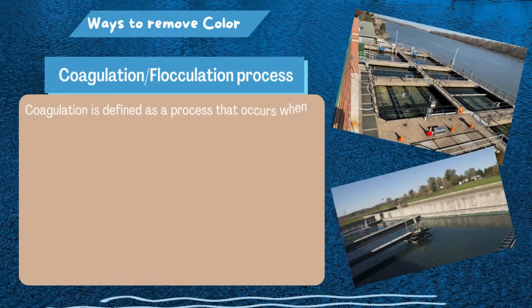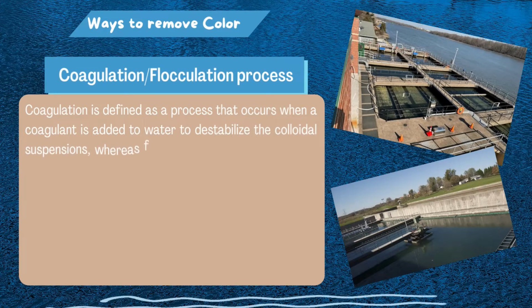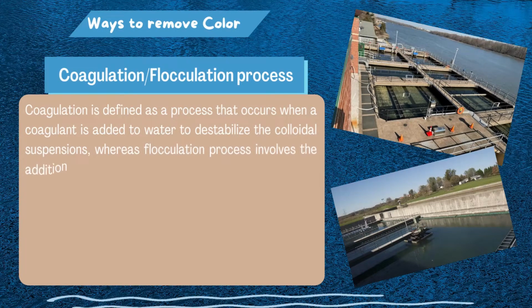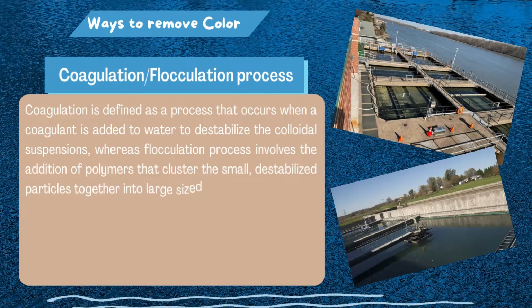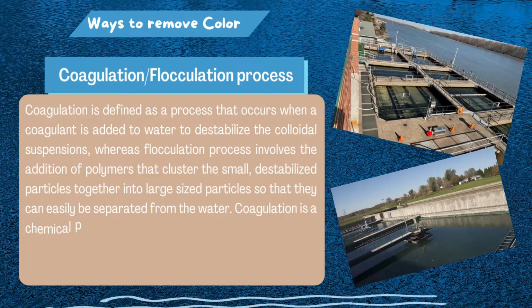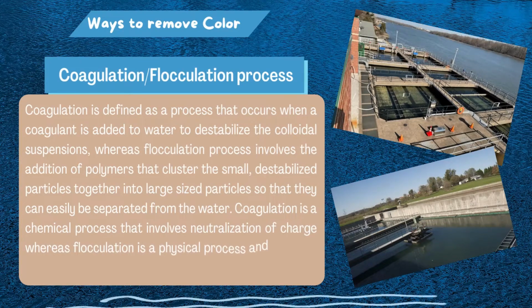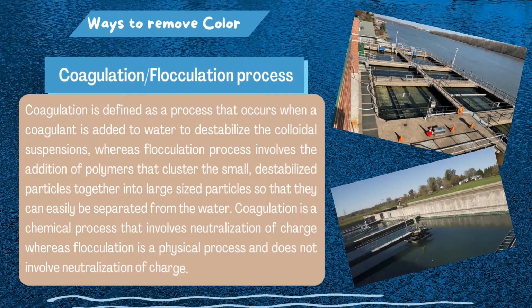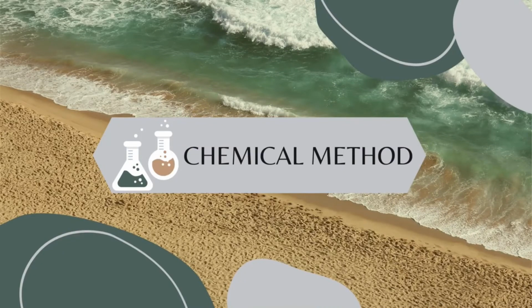I would like to explain about the coagulation and flocculation process. Coagulation is defined as a process that occurs when a coagulant is added to water to destabilize the colloidal suspensions. Whereas the flocculation process involves the addition of polymers that cluster the small, destabilized particles together into large-sized particles, so that they can easily be separated from the water. Coagulation is a chemical process that involves neutralization of charge, whereas flocculation is a physical process and does not involve neutralization of charge. Now I will explain the first method, which is the chemical method called advanced oxidation process.